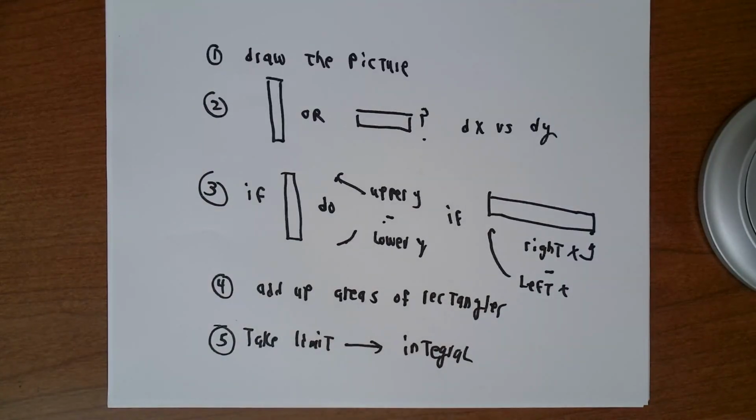In the next video, I'm going to look at a very minor variation on a theme of this. We'll look at the washer method. After that, we'll look at the shell method, and that will be about all we're going to talk about in terms of calculating volumes of revolution.